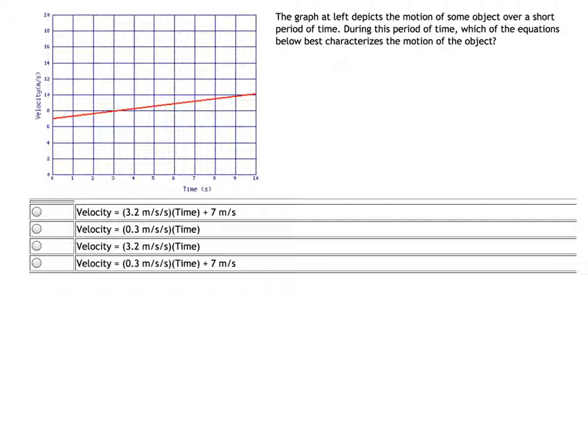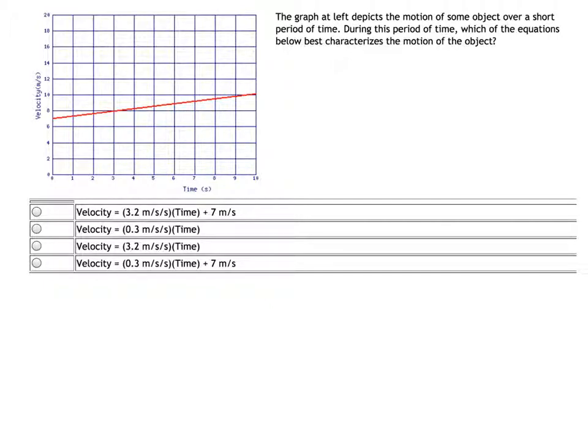Okay, first example, read the question. In this case, we're not interested in just the change in velocity, we're interested in finding the instantaneous velocity at a given point in time. So we need the equation of this line.